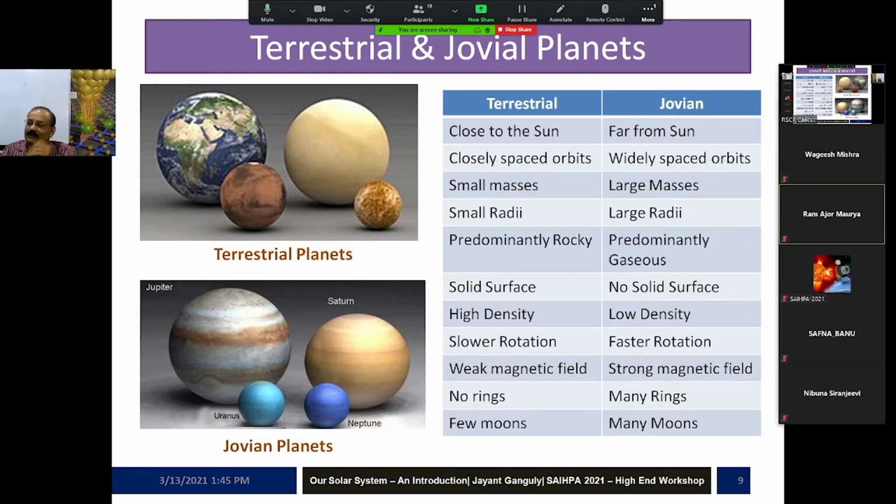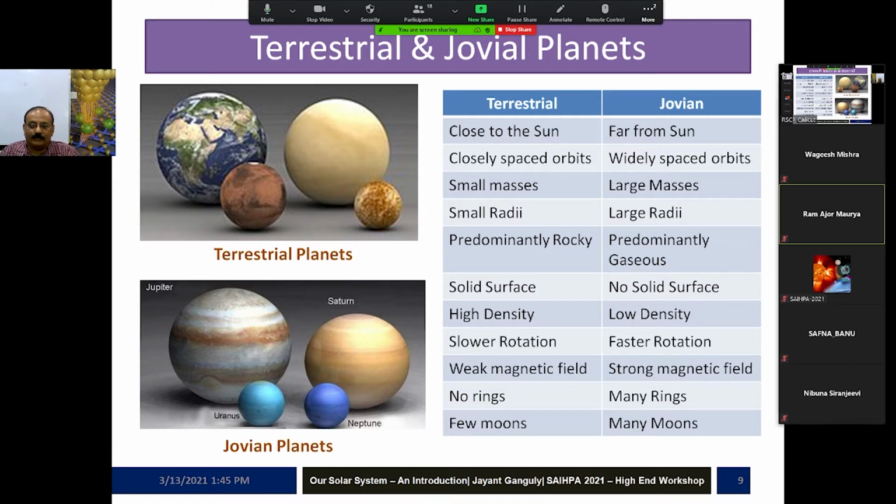If you broadly classify these two, terrestrial planets are closer to the sun, and Jovian planets are farther from the sun. Terrestrial planets have packed orbits, smaller mass, smaller radii and high density, whereas Jovians have larger mass, larger radii and low density. Rotational periods are relatively long for terrestrial planets, with faster rotations for Jovians. Terrestrial planets have a weak magnetic field, Jovians a strong one. No rings are found around terrestrial planets, whereas Jovians have many rings. So we have two widely different classes of things.